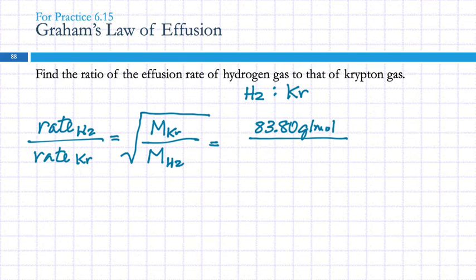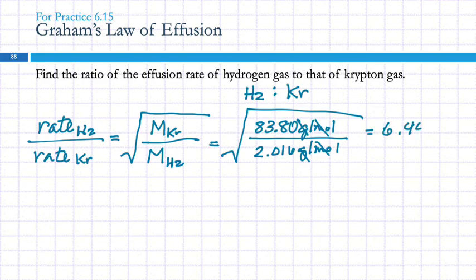And for hydrogen, it's H2. That's not indicated here, but we have to remember that's one of the diatomic elements, H2, and so that's 2.016 grams per mole, square root of the whole thing. The units all cancel out, as long as we use the same. So we have the square root of 83.8 divided by 2.016. We'll go with 4 sig figs here. So the rate is 6.447 to 1. So hydrogen effuses 6.447 times faster than krypton.